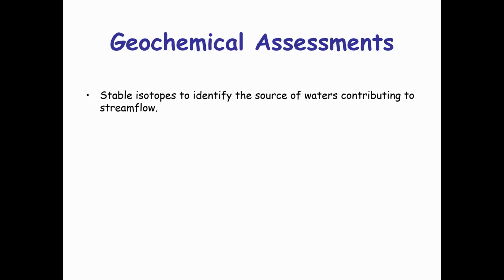So is the water coming from groundwater? Is the water coming from stormwater? Other forms or other sources of surface runoff? Is it coming from septic tank leakage, from power plants, from wastewater treatment plants? Stable isotopes can be useful in separating out the stream flow into the sources of the stream flow.